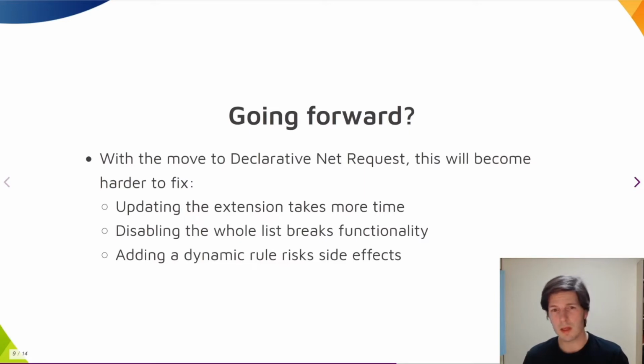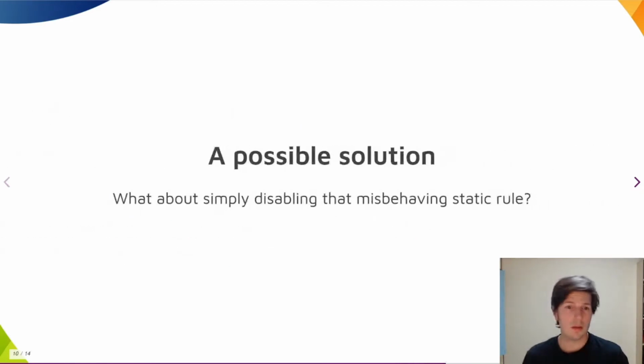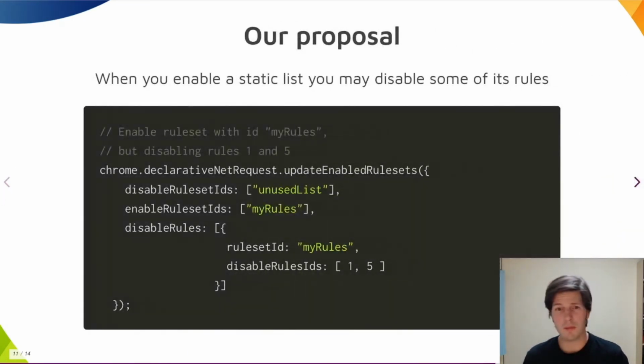You could try to add a new rule dynamically with more priority that works as the opposite of the problematic one. But in that case, you risk side effects because your new rule does not just override the wrong one, but takes precedence over all those other tens of thousands of static rules. So from our point of view, it would be much easier to be able to simply disable the problematic static rule. And that's exactly what we've been working on.